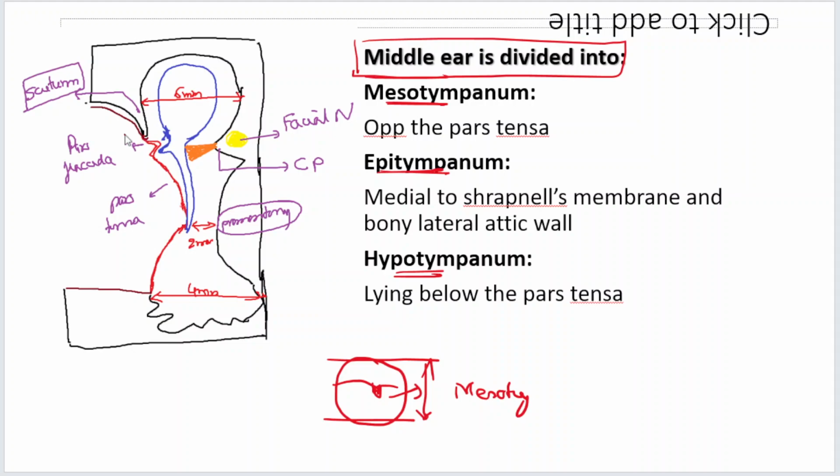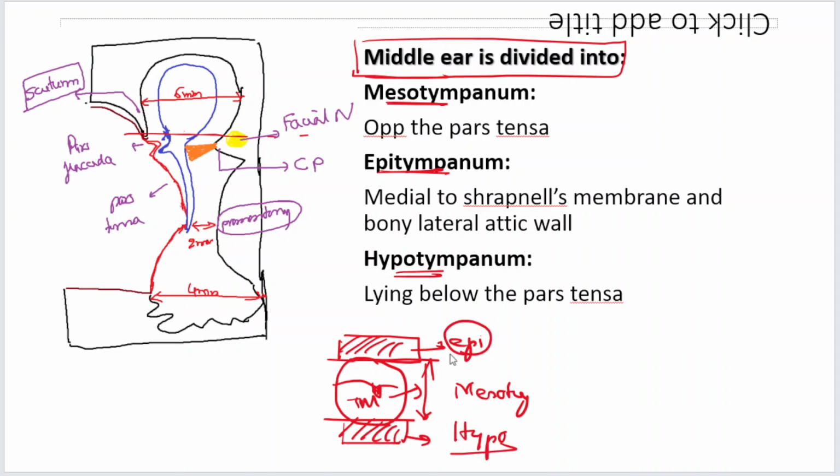So we are talking about this part, right? This part is the mesotympanum. The part of the middle ear that is present behind the tympanic membrane is the mesotympanum. The part of the middle ear that is present above the tympanic membrane is called the epitympanum, and the part of the middle ear that is present below the tympanic membrane is called the hypotympanum.